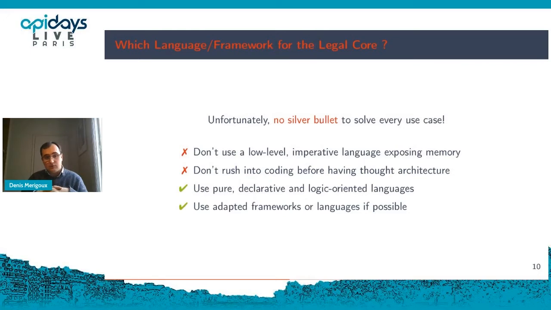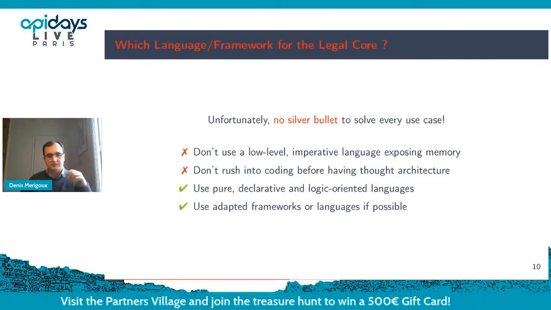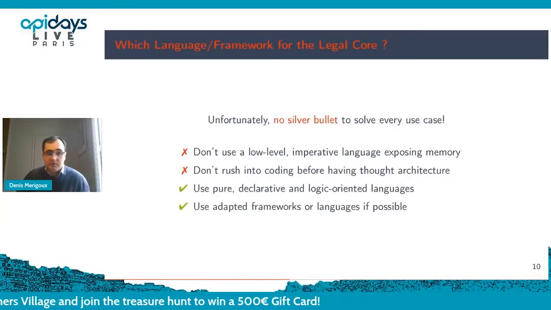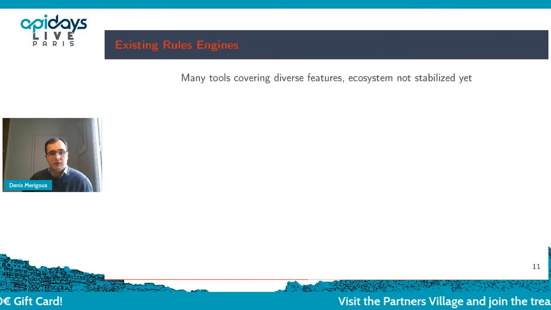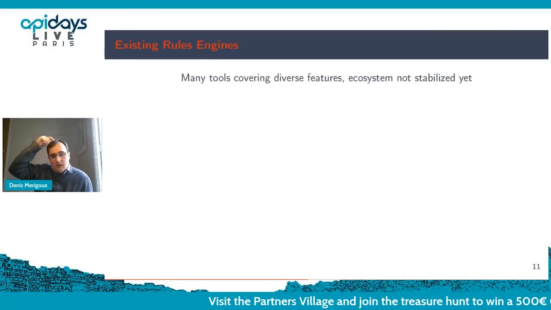Also, don't rush into coding before having thought about the architecture of your legal core, right? Because the architecture is how you are going to encode the statute, and how you are going to encode the different provisions. I'm saying that because the law is spaghetti code, and when you try to turn it into code, it's going to turn into spaghetti code. But you have to mitigate that, and you have to really think the architecture of your code through before it turns into something that you can't manage. And of course, you're welcome to use adapted frameworks or languages that are specifically designed for that purpose. And I'm going to show some to you here.